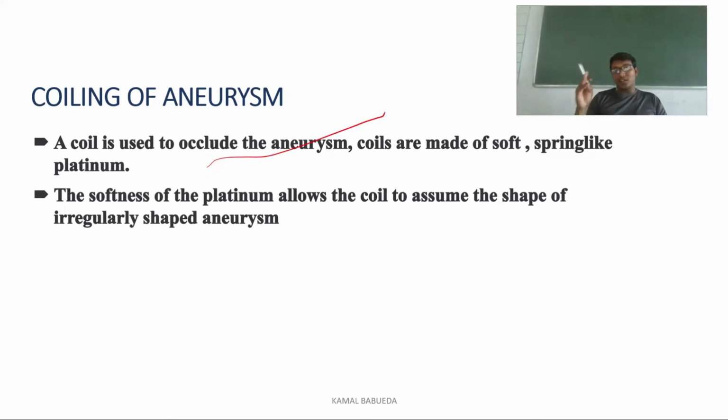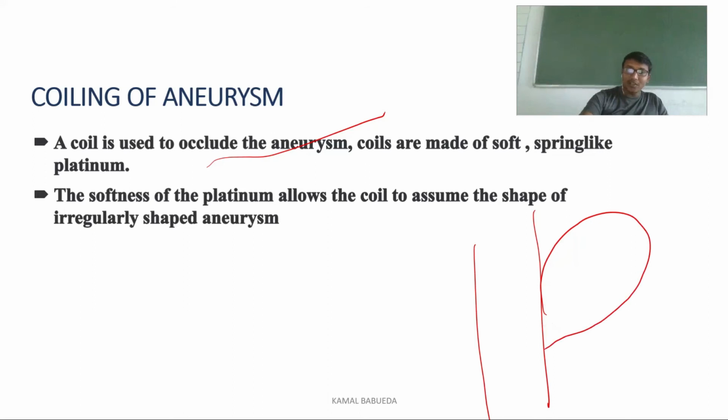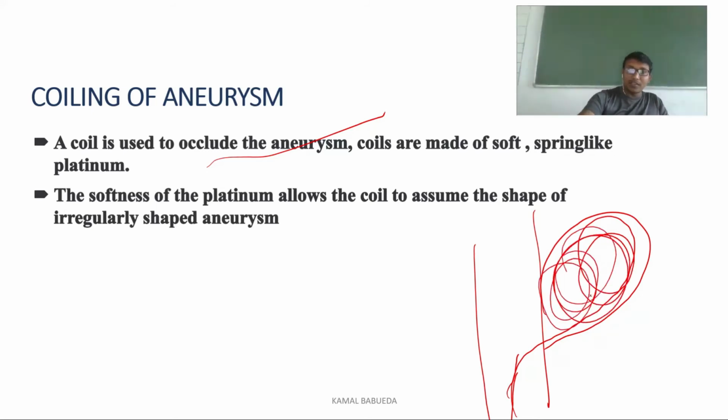Here the coils are made of soft platinum. For example, suppose this is the aneurysm, they will send the coil through the femoral artery and the coil will fold up in such a way that it is occupying the space. Once it is occupying the space, no blood can enter here. So ultimately the blood supply is decreased and it will shrink down.